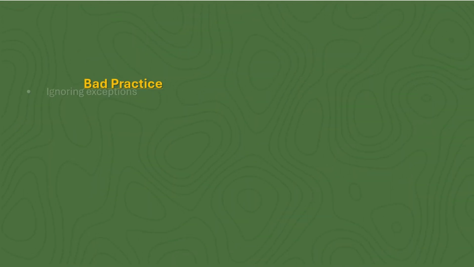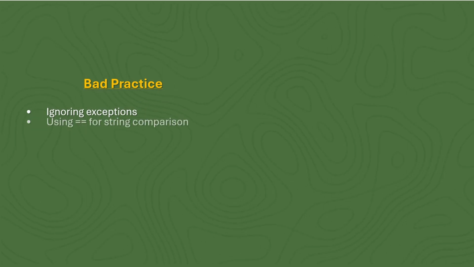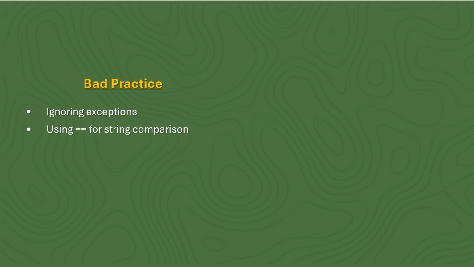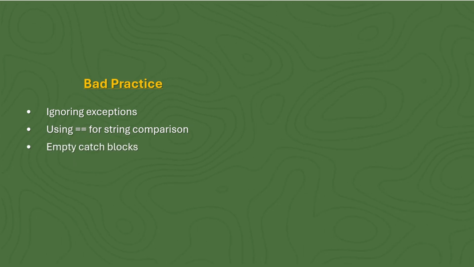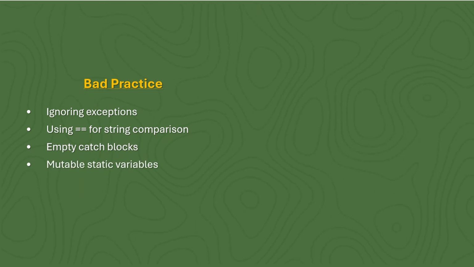Then we have the bad practice category. This highlights the risky coding habits that reduce the code quality and increase the maintenance effort. Ignoring exceptions, errors are caught but not properly handled. Using double equals for string comparison, that is comparing object references instead of string contents. Empty catch blocks, so exceptions are silently ignored. Mutable static variables, that is shared global variables can be modified unexpectedly.